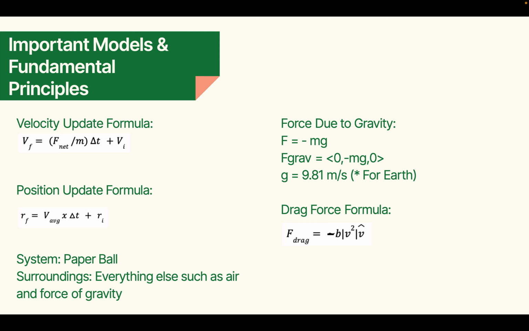We have the force of gravity equation and its vector, which is given by <0, -mg, 0>, indicating we're pointing in the negative y direction. And we have the drag force given by negative b times the magnitude of velocity squared times v hat, where b is the proportionality constant. Our system is the paper ball, and our surroundings is everything else, such as air and the force of gravity.